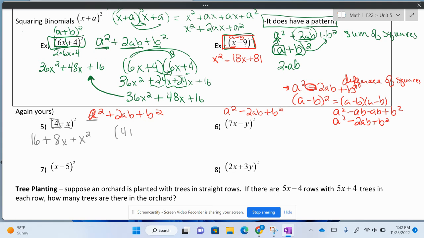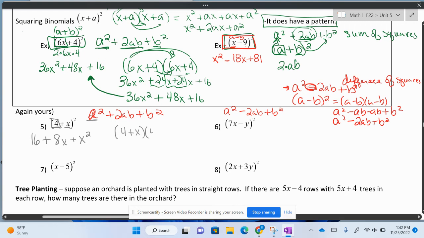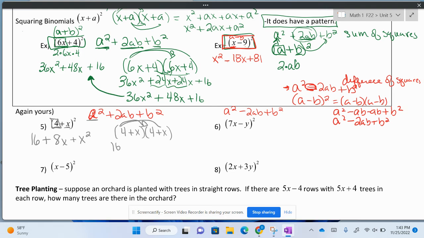Again, if you are struggling with recognizing the pattern, you can just use the FOIL or the distribution method. 4 times 4 is 16. 4 times x is plus 4x. X times 4 is 4x. X times x is x squared. That leaves you with 16 plus 8x plus x squared, which is the same as this trinomial.